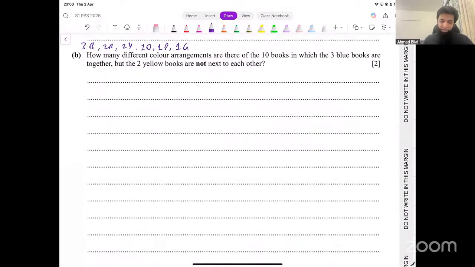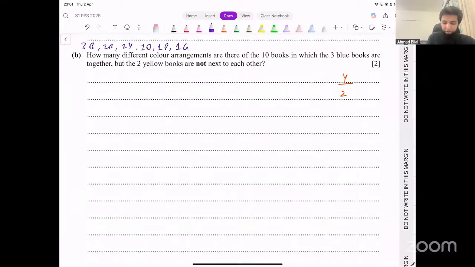Now, the three blue books need to be together, but the yellow books should not be together. That's a standard case that we do when we do arrangements, right? Some objects need to be together, some other objects need to be separated. What are the objects that need to be separated? The yellow books. Let's write them separately, and then the rest of them, the other books. How many are there? 8 books.